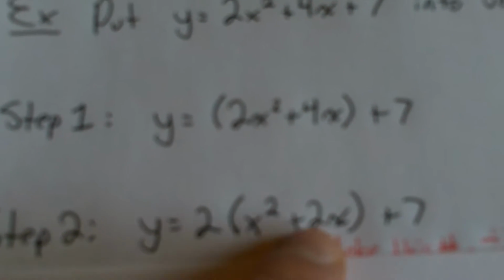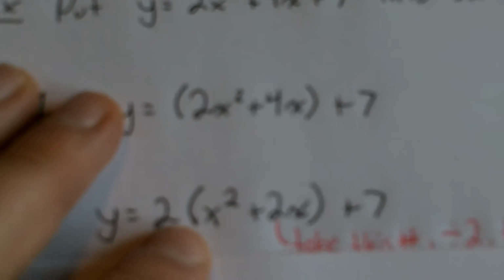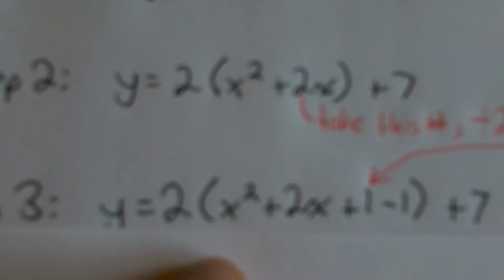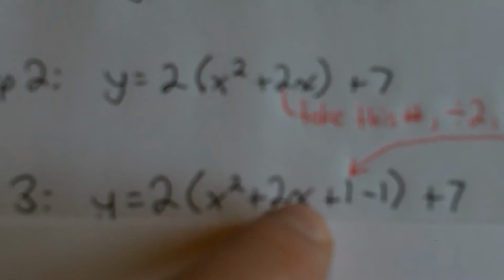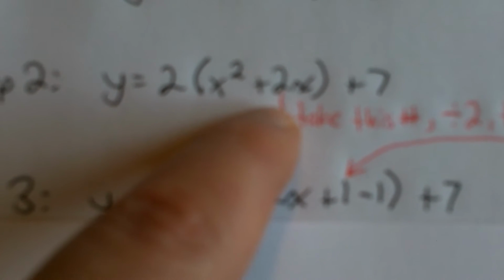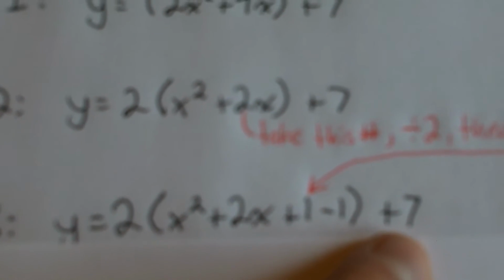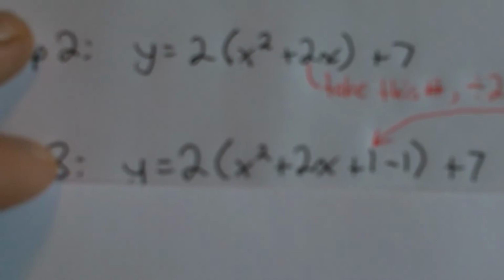So what we do is we take this 2, we divide it by 2 and square it, as it says there in red. So what we get is y equals 2 times x squared plus 2x. Now when you take this 2, divide it by 2, and square it, you get 1, but you can't just add 1, so you have to subtract 1 as well, and you keep that plus 7 on the outside.